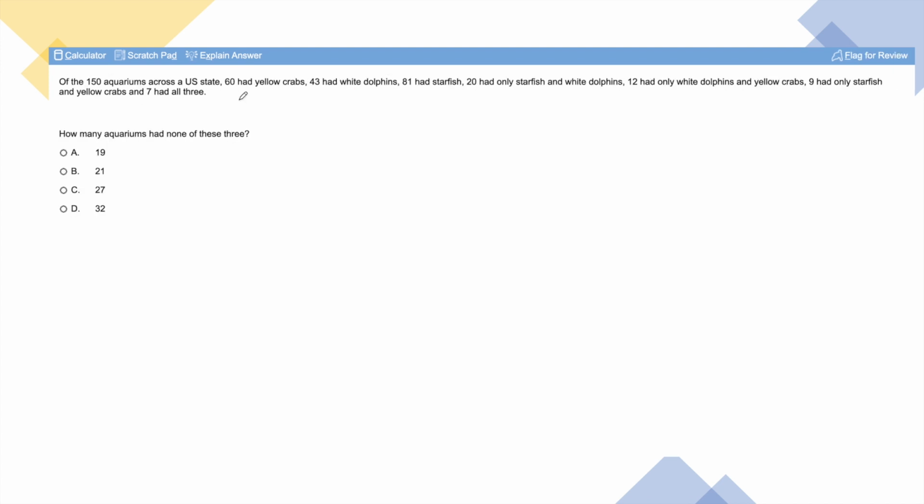So of the 150 aquariums across the US state, 60 had yellow crabs, 43 had white dolphins, 81 had starfish, 20 had only starfish and white dolphins, 12 had only white dolphins and yellow crabs, 9 had only starfish and yellow crabs, 7 had all three. How many of the aquariums had none of these three? So let's draw a Venn diagram.